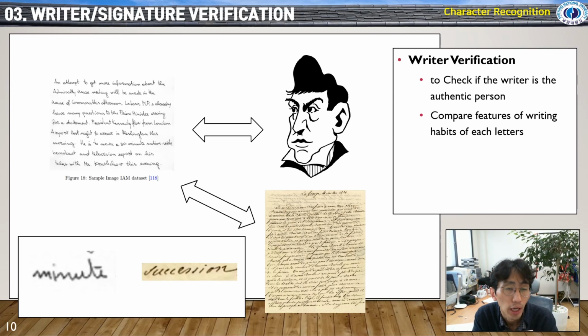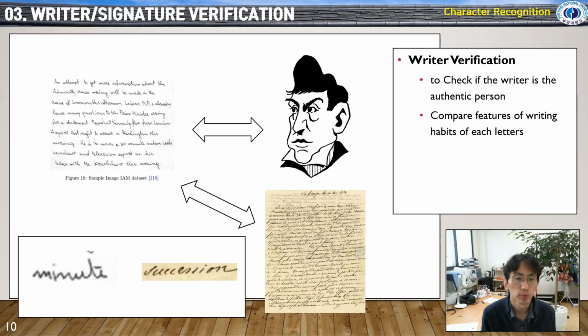Okay, then I want to introduce the applications of character recognition. There is a research field on writer verification. Writer verification is to check whether the writer is the authentic person or not. So there is someone's handwriting, and we want to check whether this handwriting belongs to a person or not. So this is the verification.